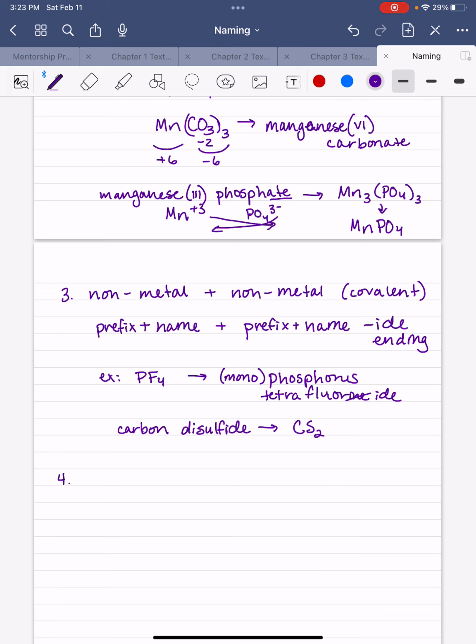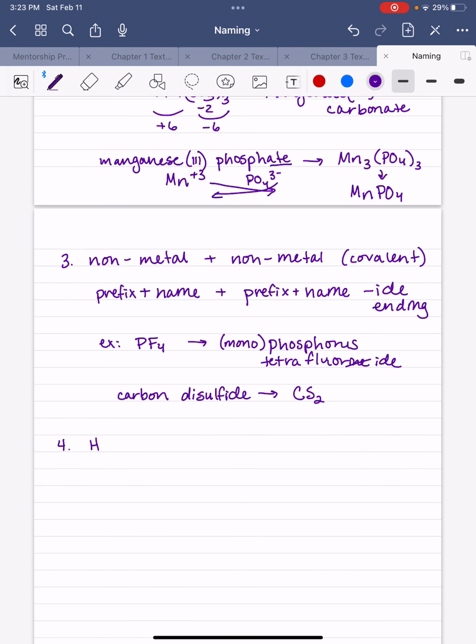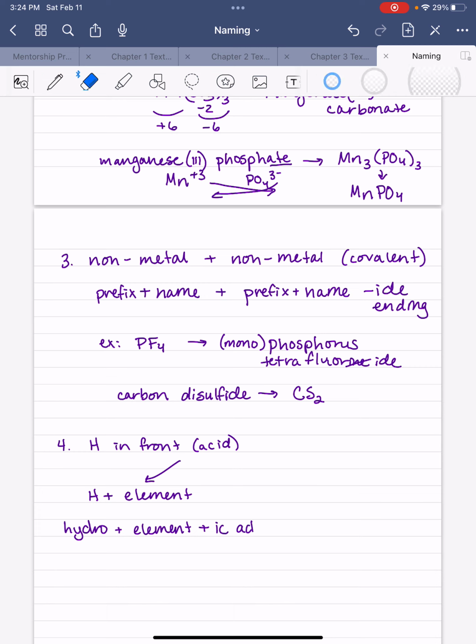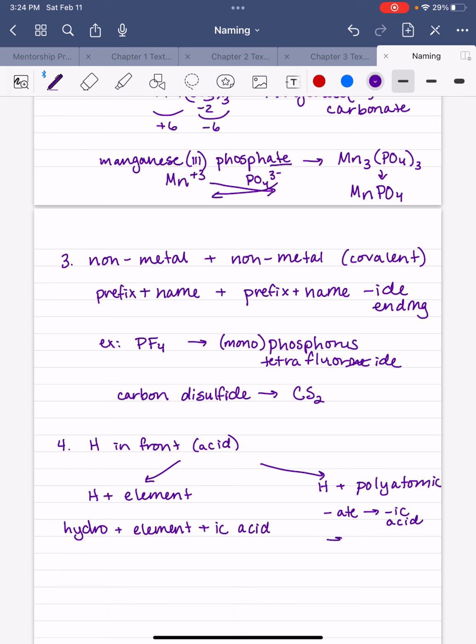And our last thing that we have for naming is an acid when you have H in front. So when you have H in front, it's going to be an acid, but there are 2 kinds of acids. We can have H plus an element, and that's when hydro goes out front. So it'll be hydro plus the element name, and you change the ending to ic acid. Or our other option is we have H with a polyatomic. You don't use hydro, and any polyatomic that's ate goes to ic acid, and any polyatomic that's ite goes to ous acid, and vice versa. So if you have something that's ous, you know it came from an ite ion.